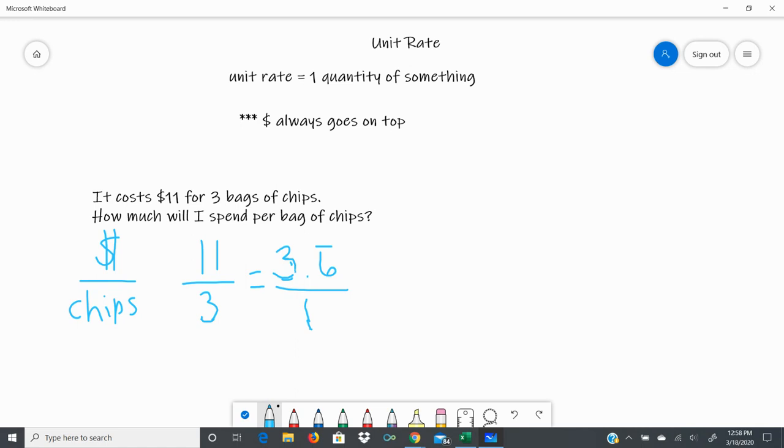My context is money. I don't write money how I have it written on my board right now. 3.6 repeating as dollars, I need to first have my dollar sign out there. And then I have to round properly. That 6 next to the first 6 I have there is going to round it up to a 7. So I'm going to have $3.67 per bag of chips. That's how I'm finding unit rate on these.